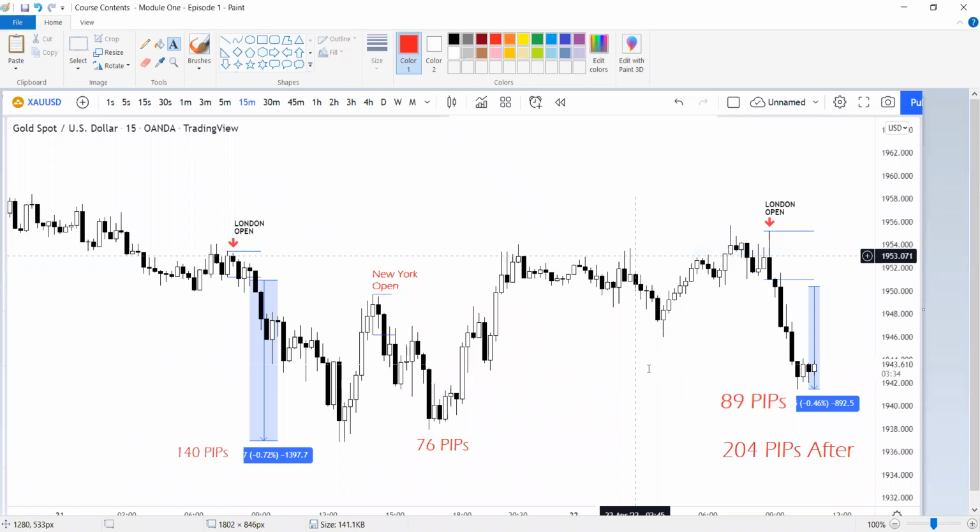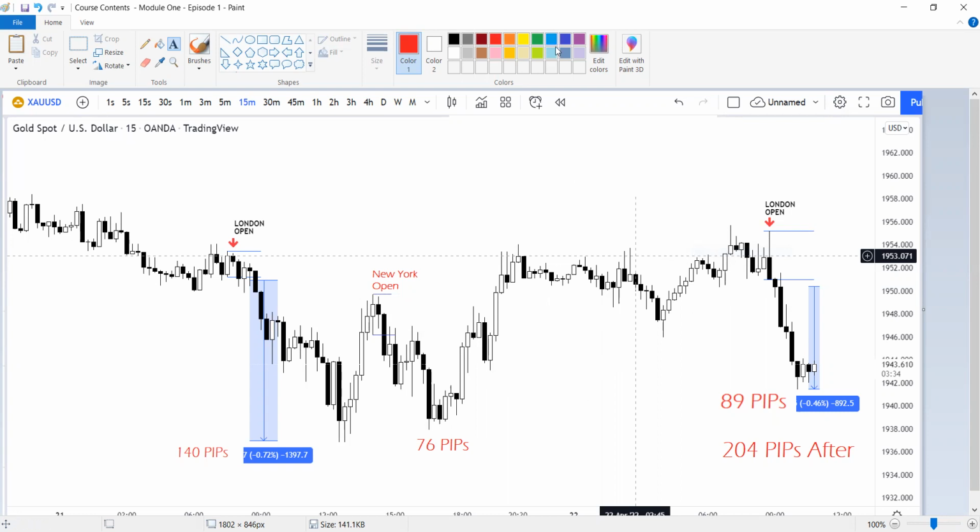This is gold. Recently, gold has moved almost about 204 pips from London open today. Yesterday, we have New York open here, it moved almost about 76 pips. Then 2 days ago, it moved almost about 140 pips from London open. Then we have 76 pips yesterday on New York open. Gold is volatile too, so I love to trade gold.